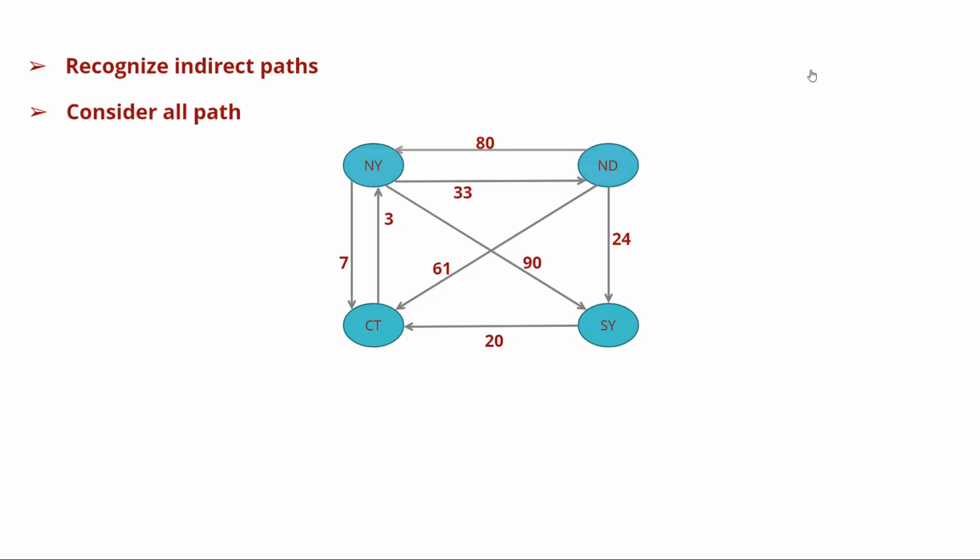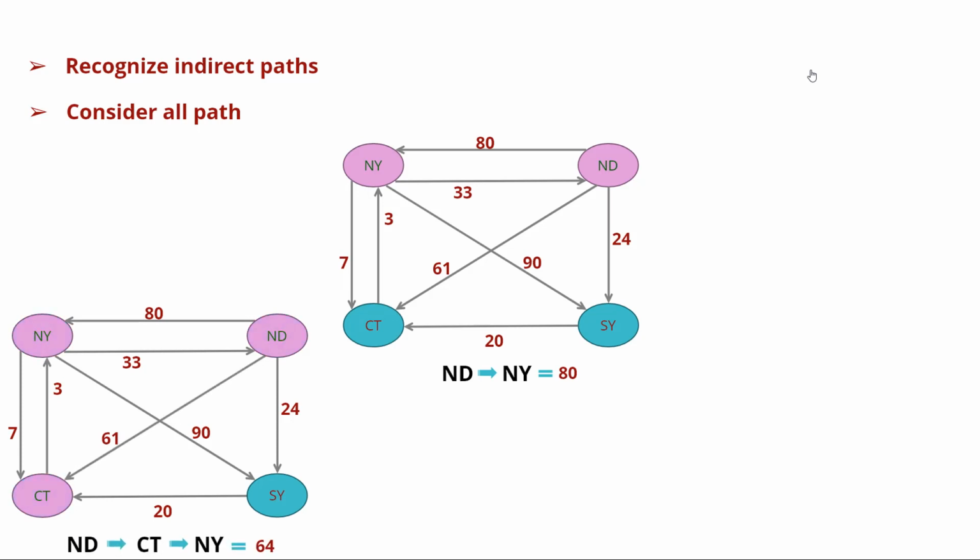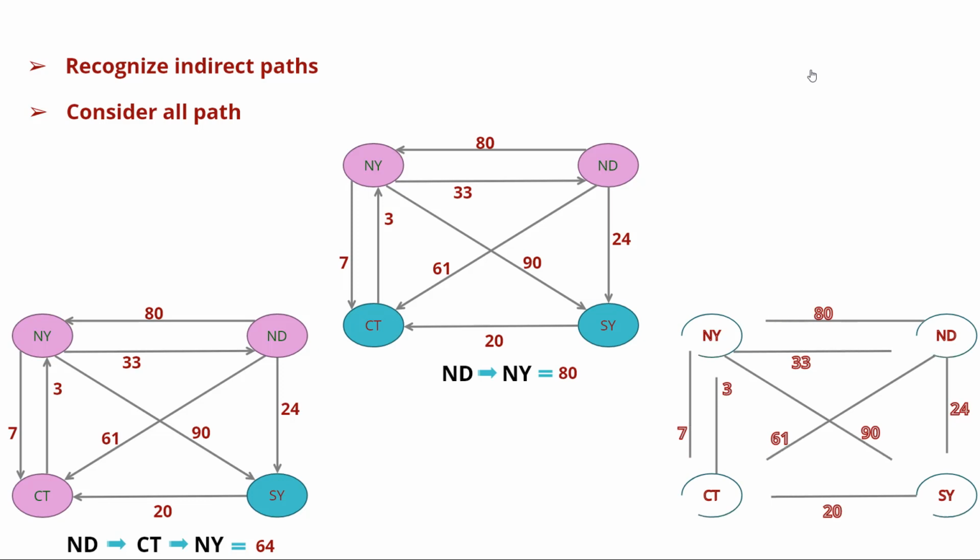The first path is the direct path, and the weightage of the path is 80. The second path to traverse from ND to NY is through CT, and the sum of all weightages in the path is 61 plus 3, which is 64. The third path to traverse from ND to NY is through SY and CT. The sum of all weightages in the path is 24 plus 20 plus 3, which is 47.